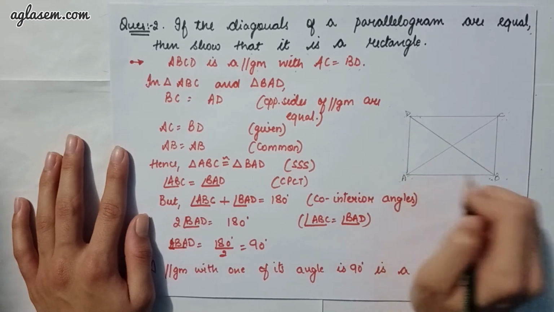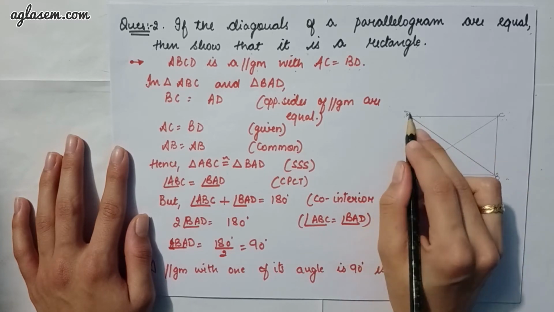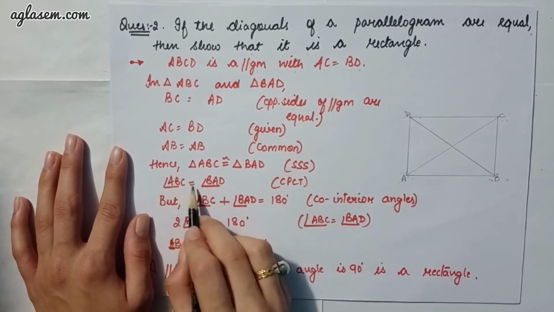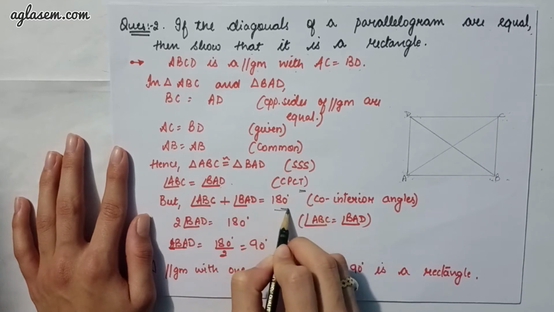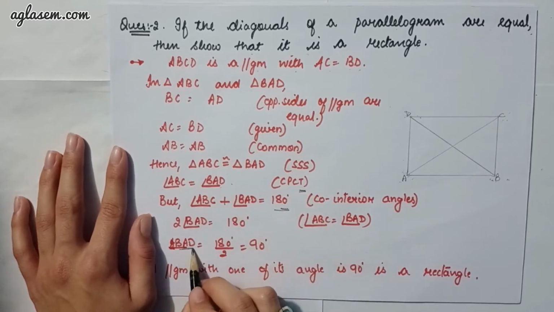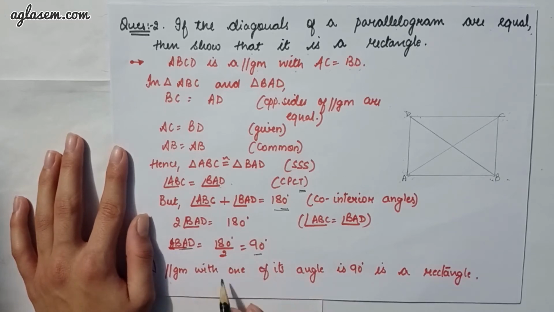Therefore, triangle ABC is congruent to triangle BAD by SSS. So angle ABC is equal to angle BAD by CPCT. Now, putting the sum equal to 180, that is co-interior angles, our angle BAD will be 90 degrees. So a parallelogram with one of its angles 90 degrees is a rectangle.